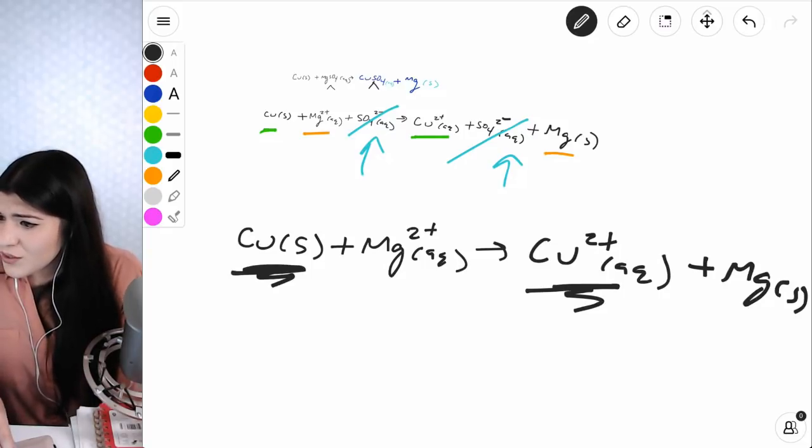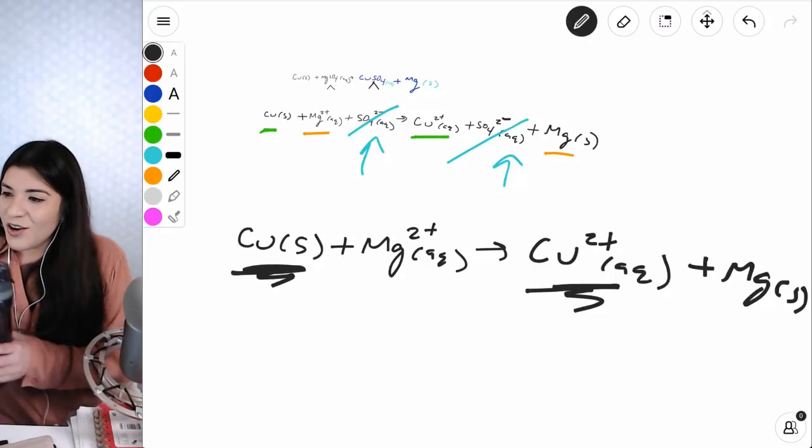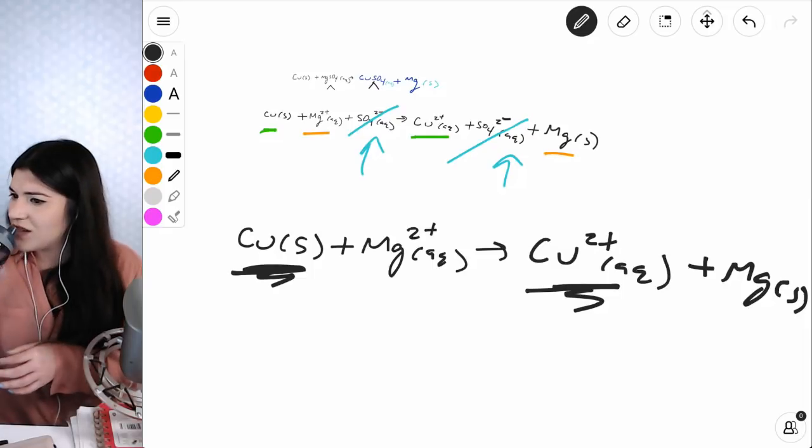And I'll move on to more solubility. Okay, hope that helped already, Max, but I'll go back into it.